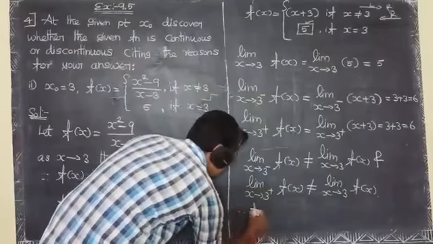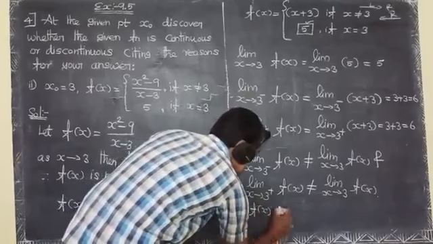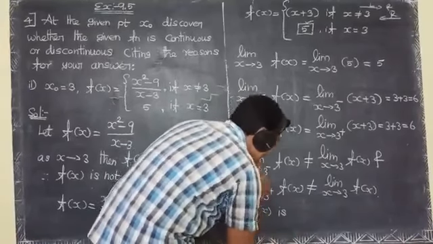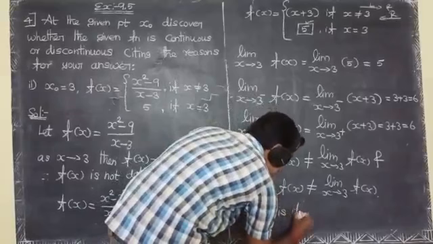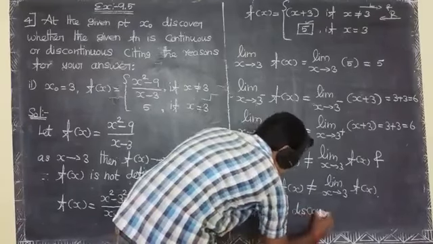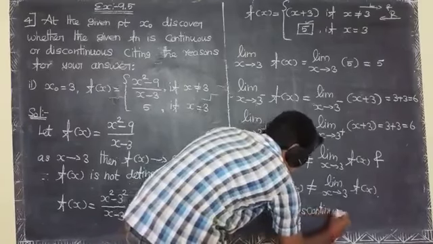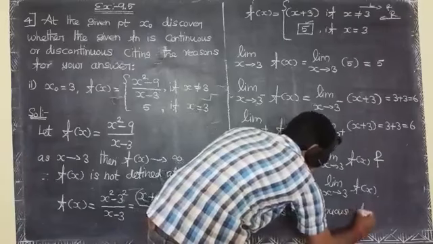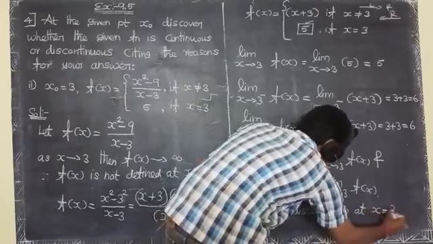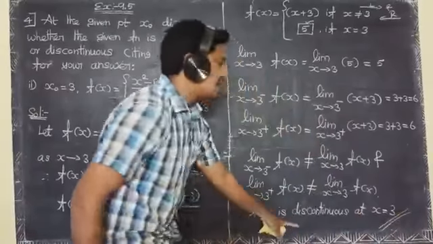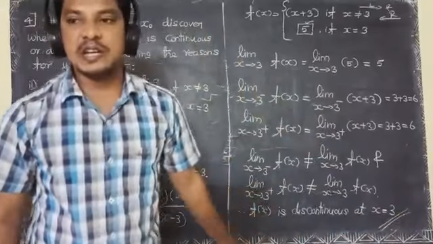Therefore, f of x is discontinuous at x equal to 3. This is called the removable discontinuity.